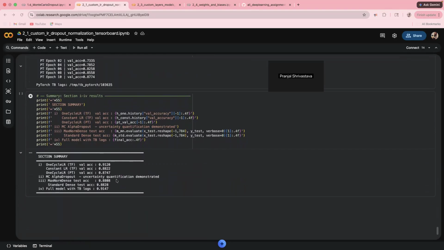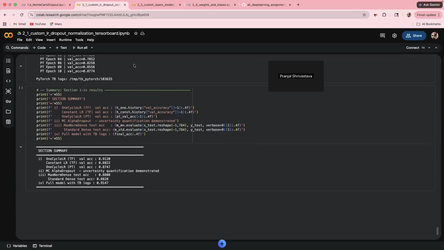To summarize, the final summary cell prints the validation accuracy for every experiment in the notebook. The one-cycle schedule outperforms the constant LR baseline. The MC alpha dropout model produces calibrated uncertainty scores, max norm dense gives training stability without any explicit learning rate tuning, and TensorBoard has a full set of custom diagnostics ready for inspection. This was all about this Colab. Thank you for this.